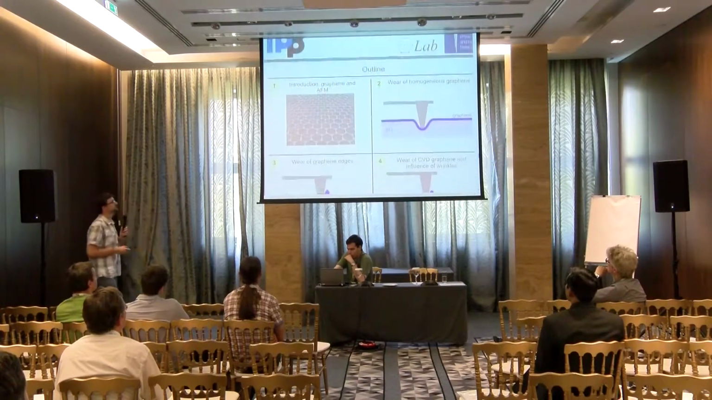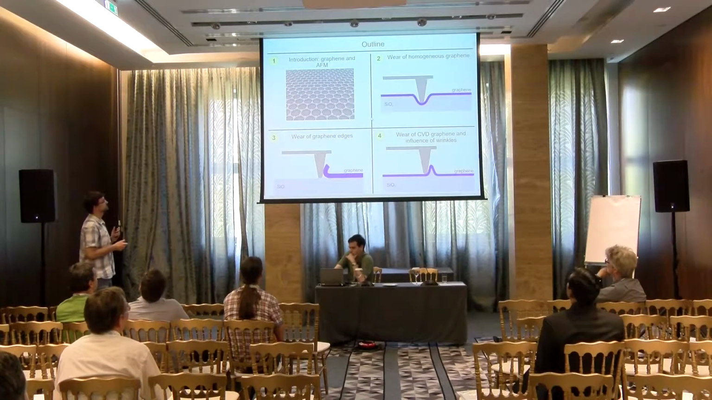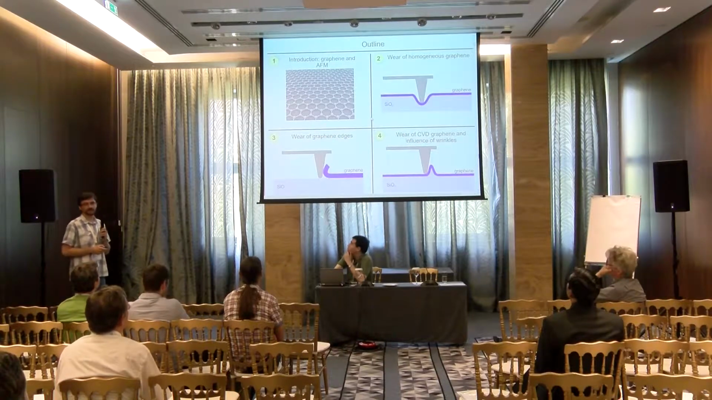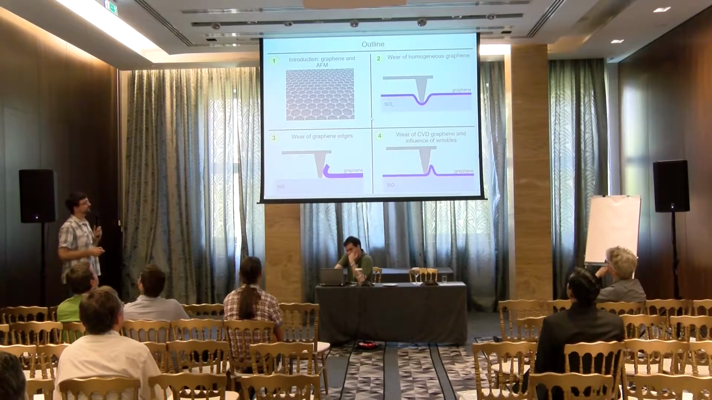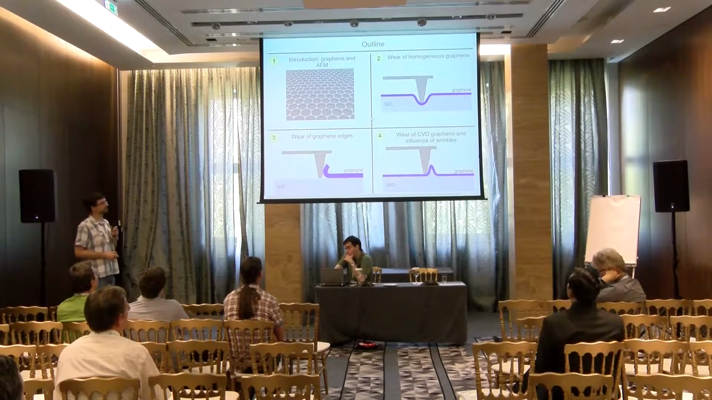So this is the outline of my talk. In the first part, I will briefly introduce graphene and atomic force microscopy. Then I will consider three different cases: wear of homogeneous graphene, wear initiated along graphene edges, and wear in chemical vapor deposition graphene and the influence of wrinkles on the resulting wear.